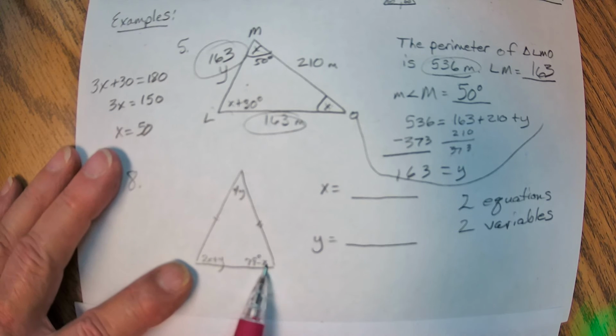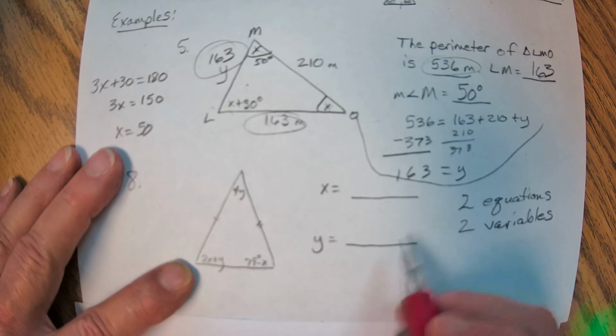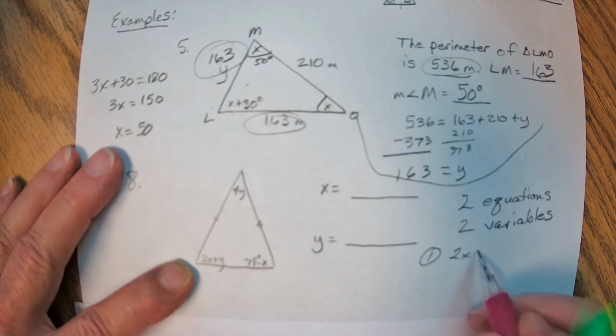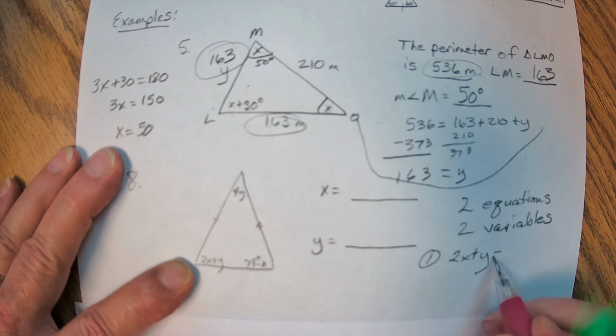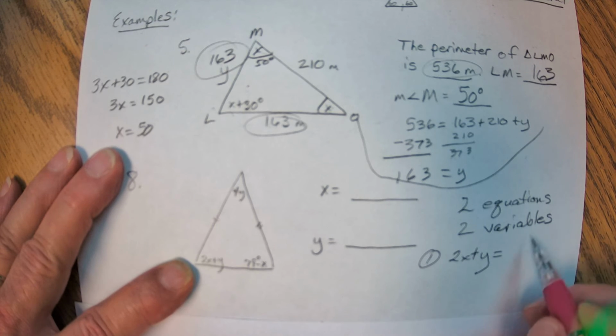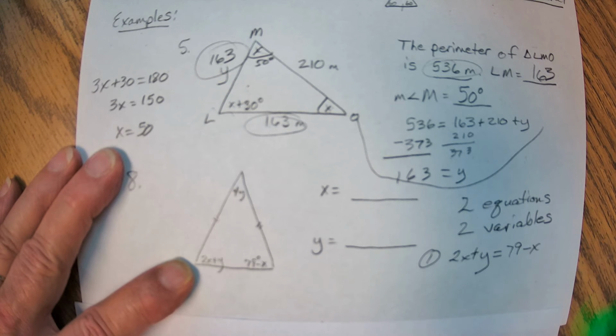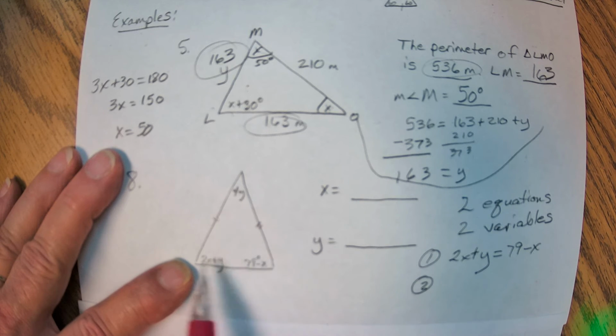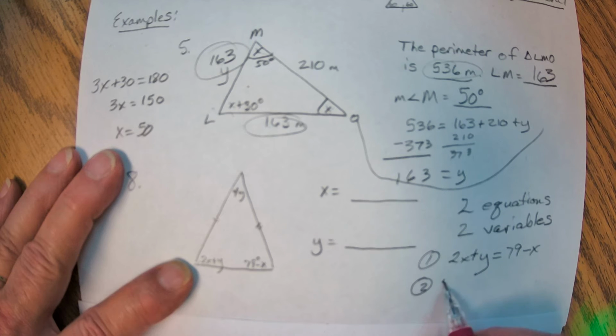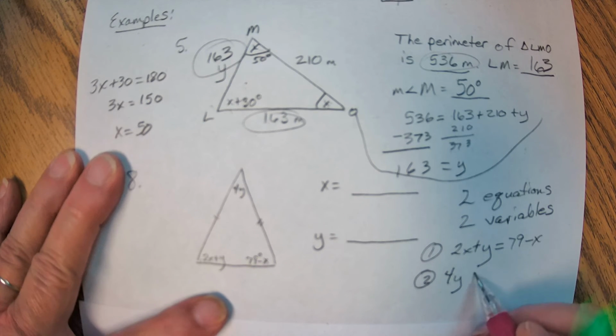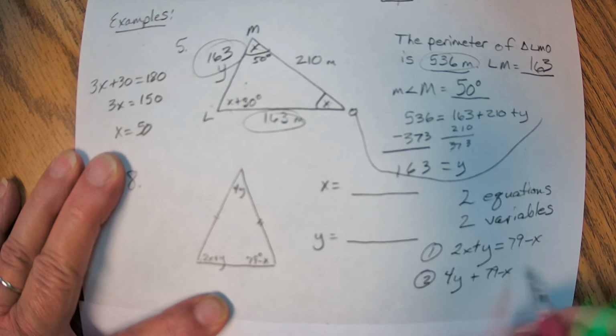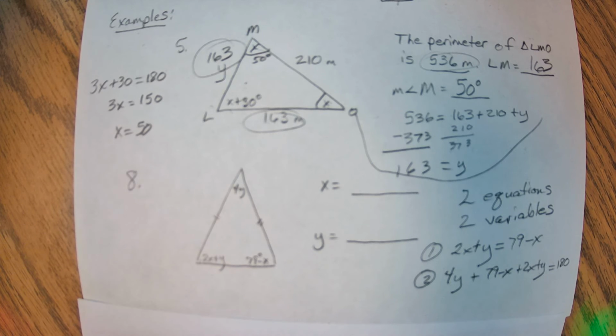Well, don't I know that this is equal to this? So my first equation is 2x plus y equals 79 minus x. And don't I know that I have another equation that all 3 of these equal 180? So 4y plus 79 minus x plus 2x plus y has to equal 180. All right?